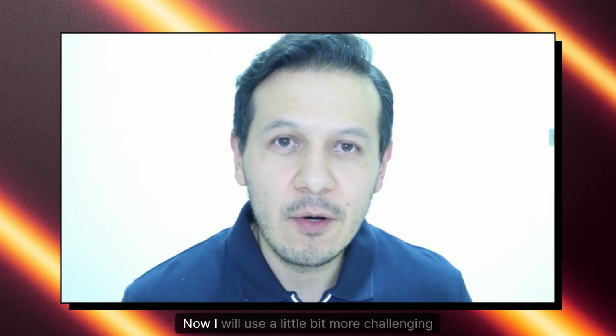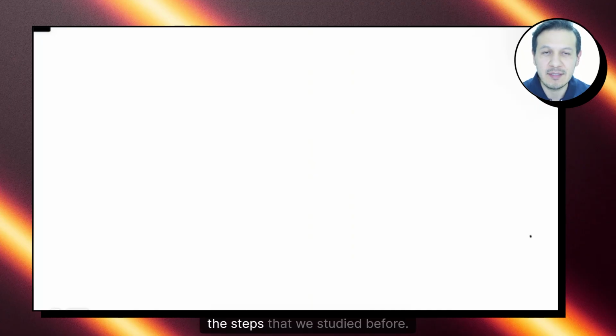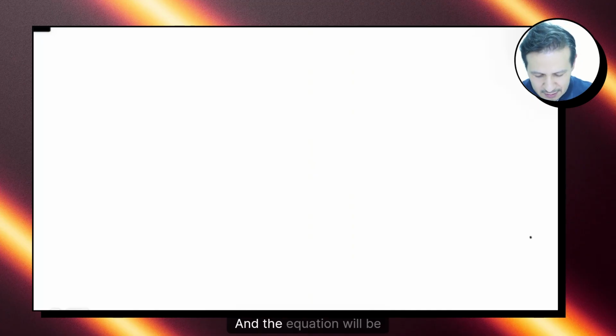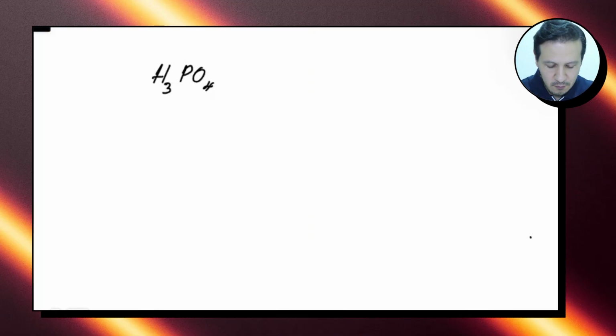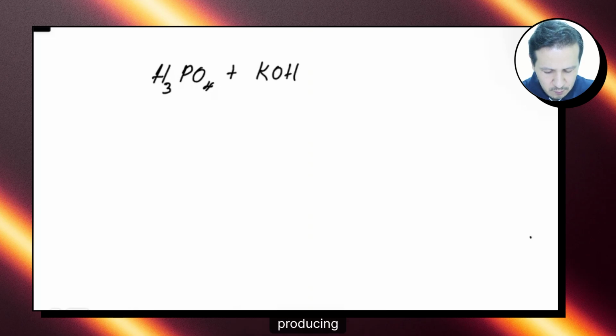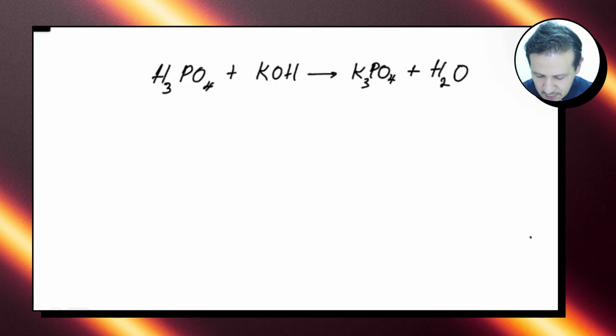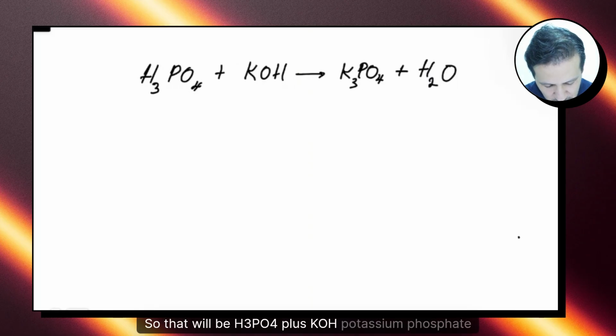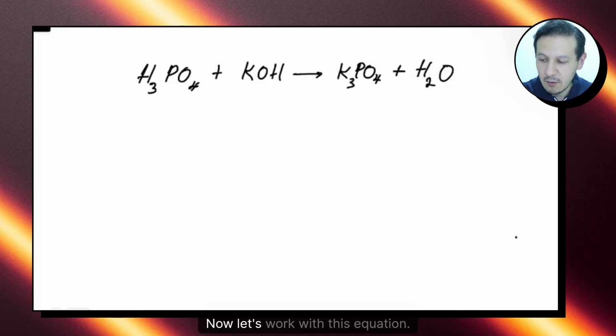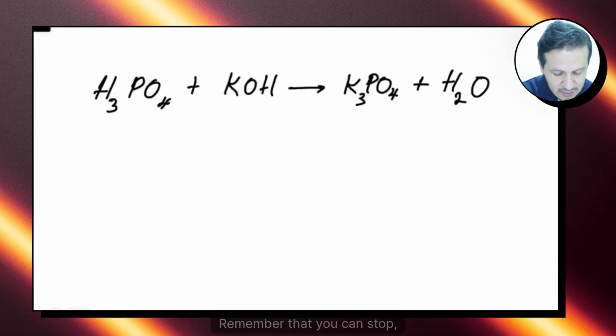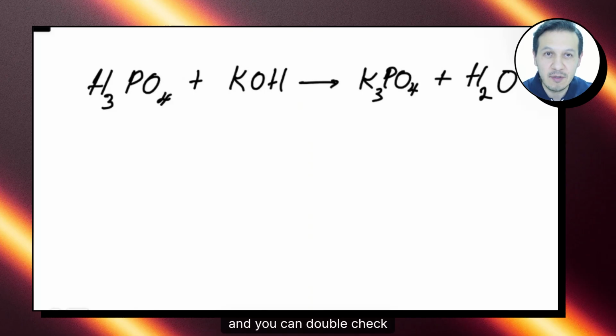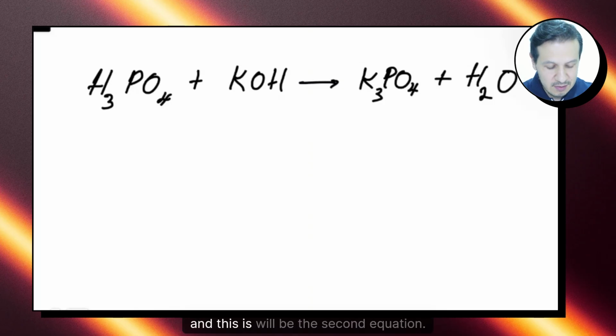Okay. Now I will use a little bit more challenging equation for you to follow the steps that we started before. The equation will be phosphoric acid, H3PO4, plus potassium hydroxide, KOH, producing potassium phosphate plus water. Now, let's work with this equation. Remember that you can stop, check, and double check the steps one by one using the first equation that we used, and this will be the second equation.